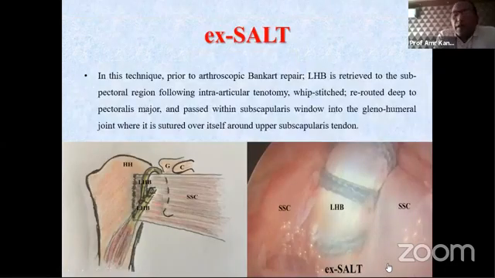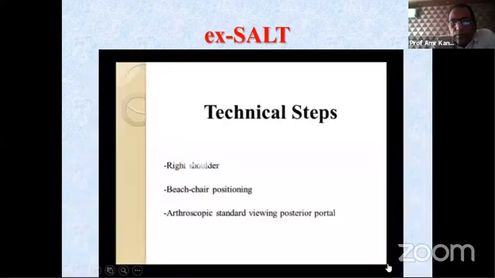As regards the other technical variation of the soft tissue arthroscopic lateralization technique, which can be performed through an extra-articular approach: in this technique, prior to arthroscopic Bankart repair, the long head of the biceps is retrieved to the subpectoral region following its intra-articular tenotomy, whip-stitched, rerouted deep to the pectoralis major, and passed within the subscapularis into the glenohumeral joint, where it is sutured over itself around the upper subscapularis tendon. Extra-articular soft tissue arthroscopic lateralization is performed according to the following steps.